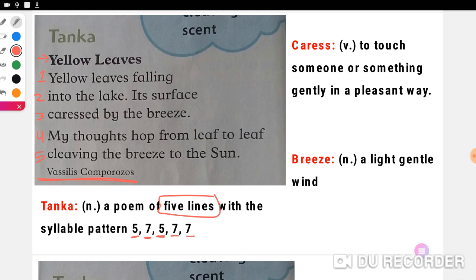Let's read line by line and count the syllables. A syllable has only one vowel sound. Number 1: yellow leaves. Yellow leaves, this one is silent, falling. So 1, 2, 3, 4, 5. The second one: into the lake. This one is silent. Its surface. This one is silent. So 1, 2, 3, 4, 5, 6, 7.